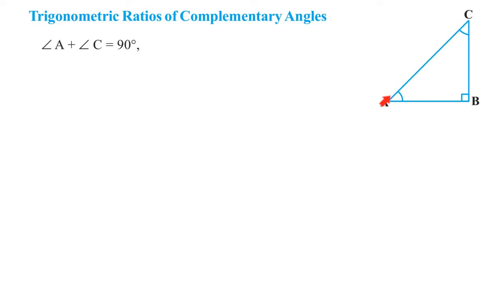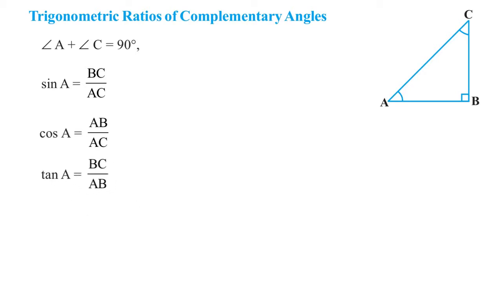Now from angle A, BC is the opposite side, AB will be the adjacent side and AC will be the hypotenuse. So what will be the trigonometric ratios for angle A? Sine A will be BC over AC. Remember that? It's opposite over hypotenuse. Cosine A, what is the ratio? It is adjacent over hypotenuse. Adjacent side is AB. Tan A, what is the ratio? It is opposite over adjacent, BC over AB.